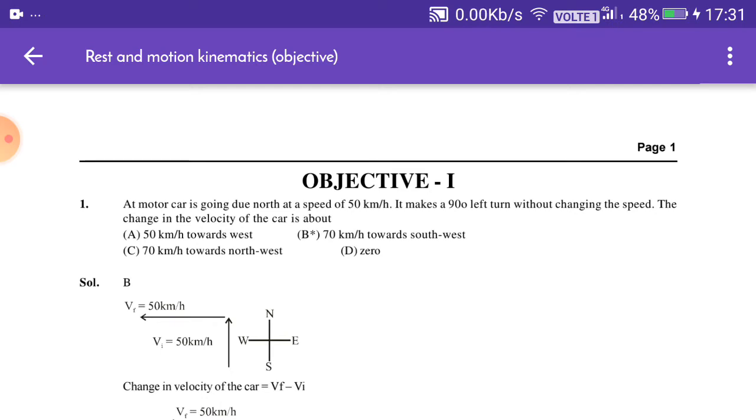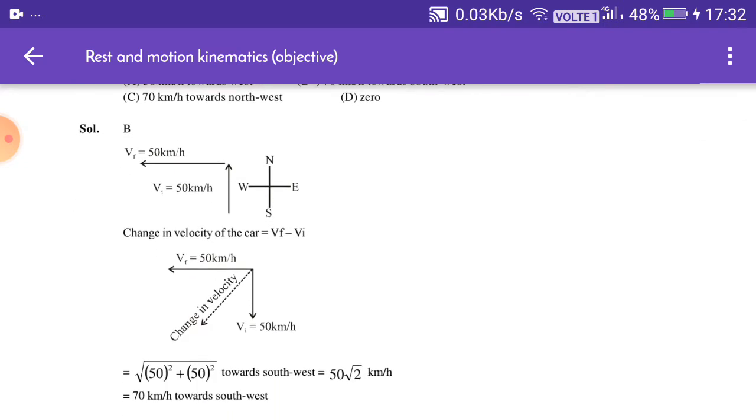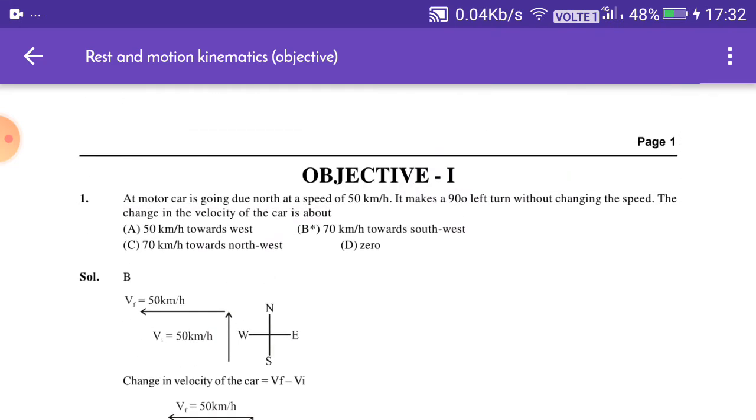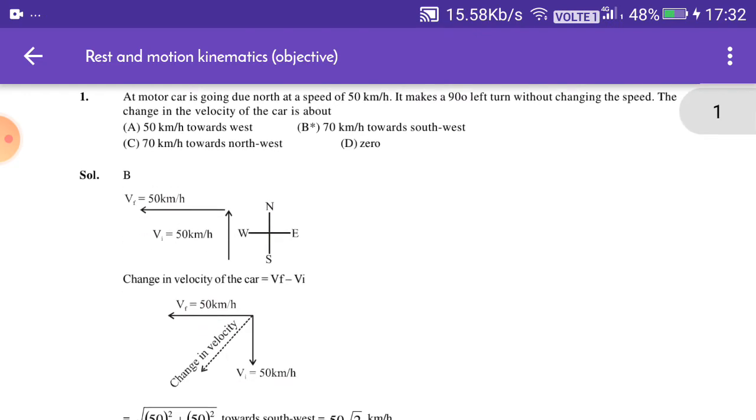So the answer is 70 kilometers per hour, and in which direction? Southwest direction. How? We know the directions: north, east, west and south. In the question the object moved in the north direction. After moving north, it moved to the east because it was a left turn. The final velocity was also 50, the initial velocity was also 50. So north, and then again it went west.